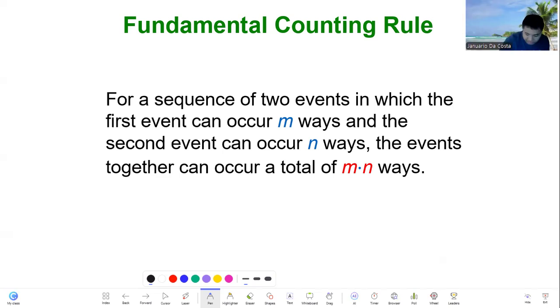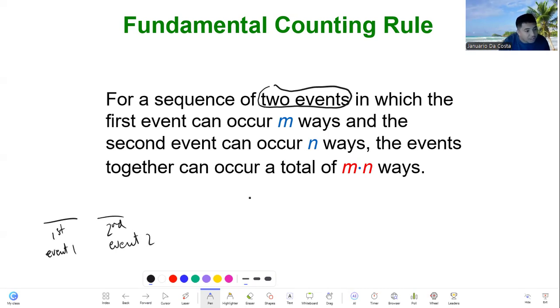Correct. For a sequence of two events, in which the first event can occur in M ways. For example, the first digit is event 1, the second digit is event 2. Event 1 can occur in how many ways? 10 possible ways.